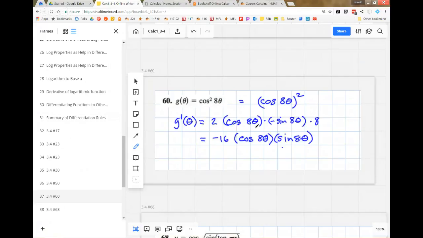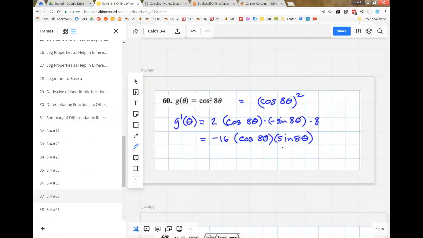Do we have an inner function? Sure do. What's the derivative of the inner? Well, the derivative of the cosine of something is negative the sine of something, 8 theta. Oh, and 8 theta is an inner function too. So you see how we have to use the chain rule twice here?